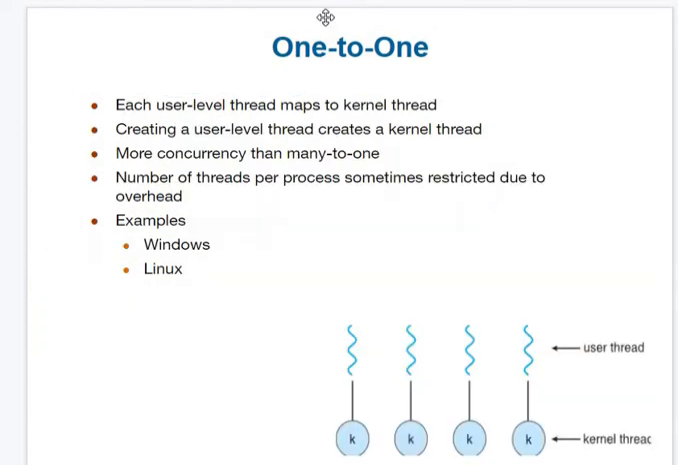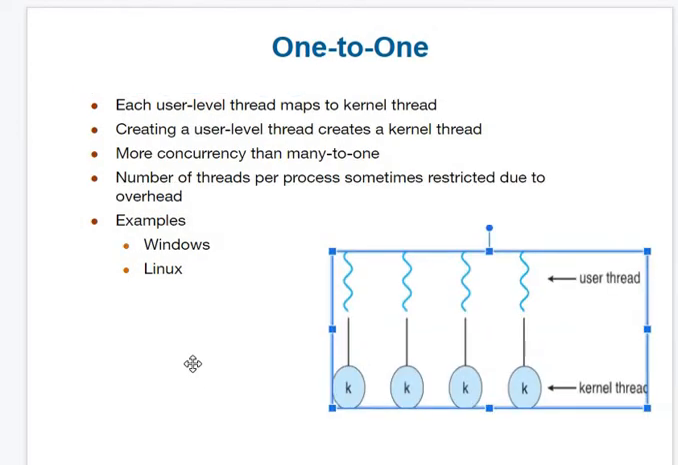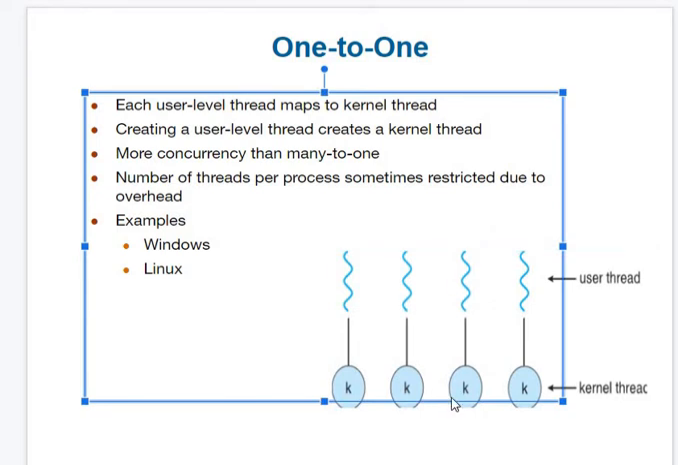kernel thread. One to one: since there are separate multiple user threads and multiple kernel threads, one user thread is mapped onto one kernel thread exclusively. So this will be faster but costlier.